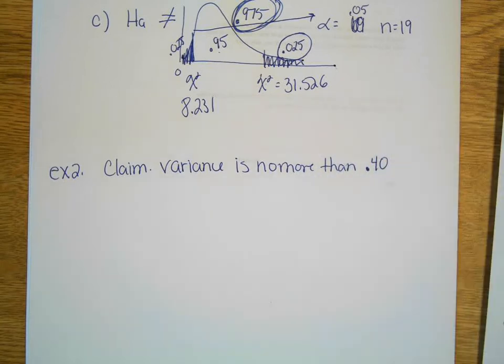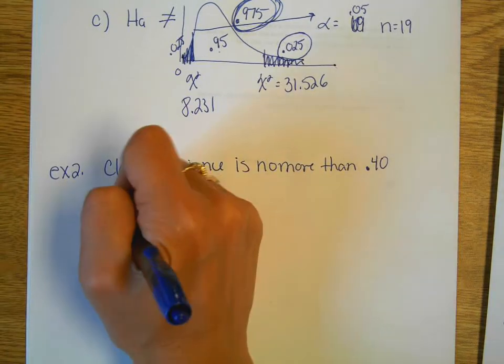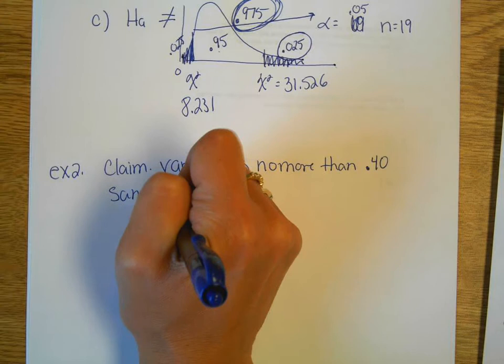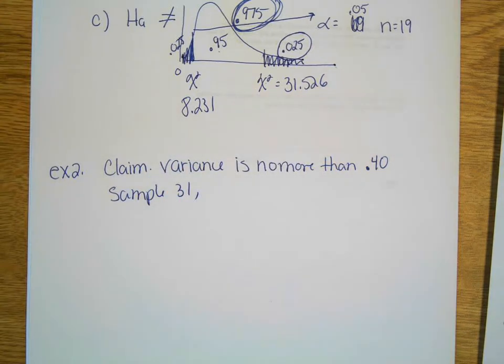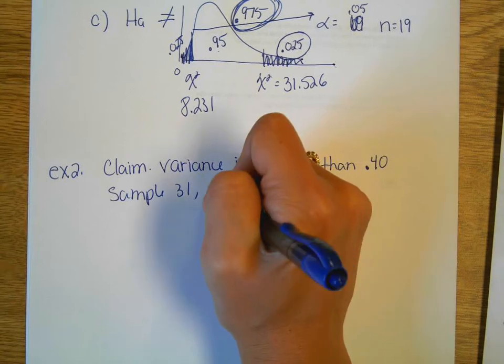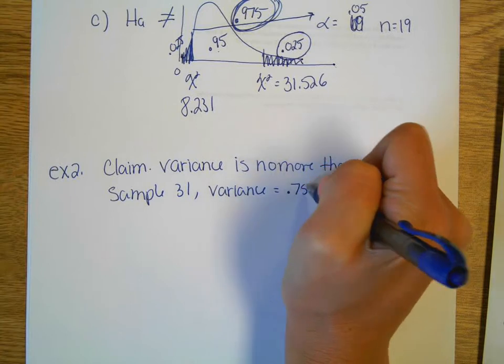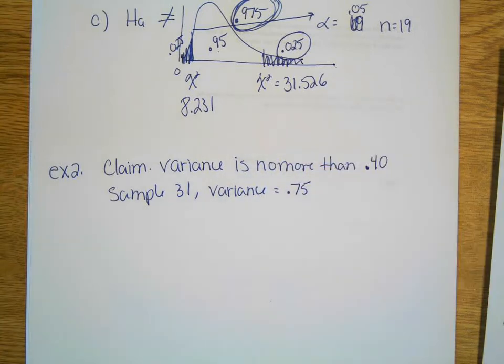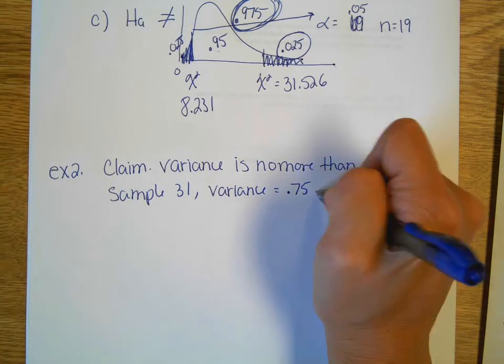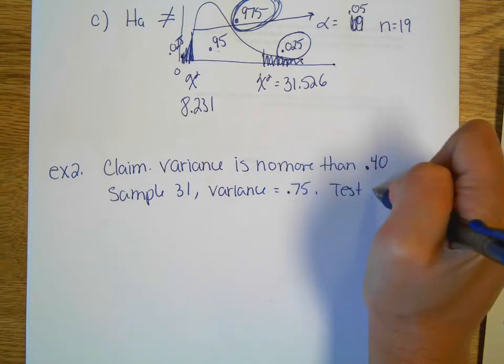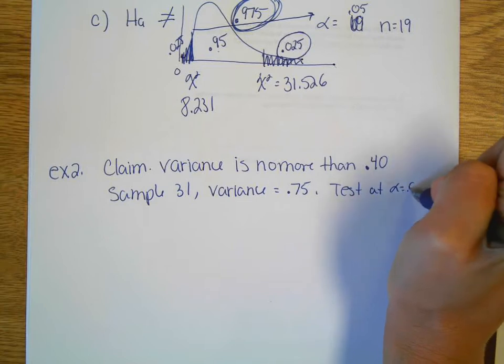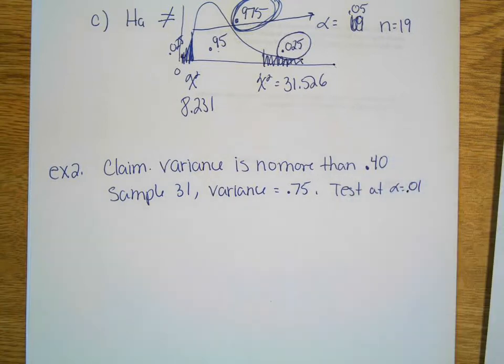So what they're saying is their bottle filling machine is doing a nice job. You're not getting ripped off when you buy the bottle. A random sample of 31 bottles had a variance of 0.75. Test at 1%. Assume the population is normally distributed.